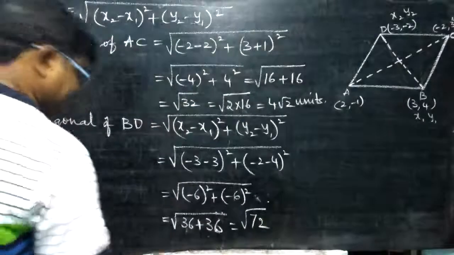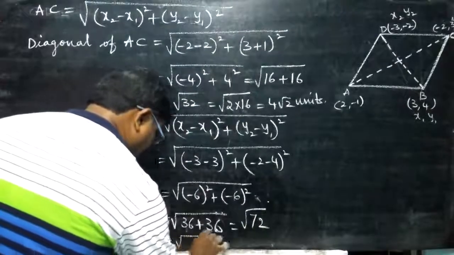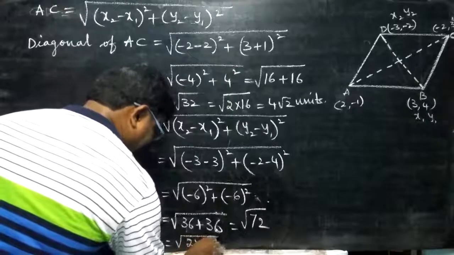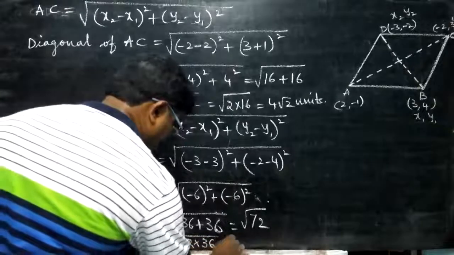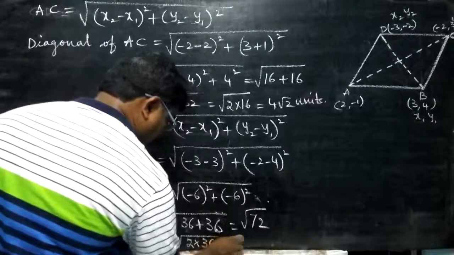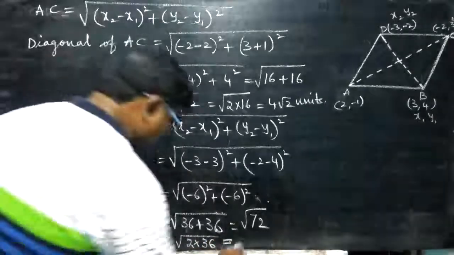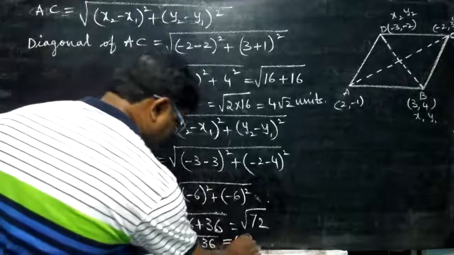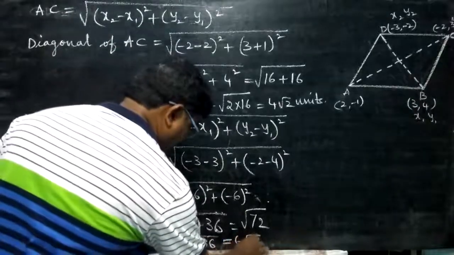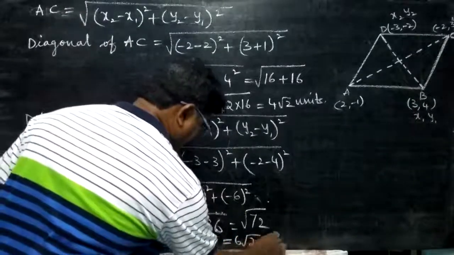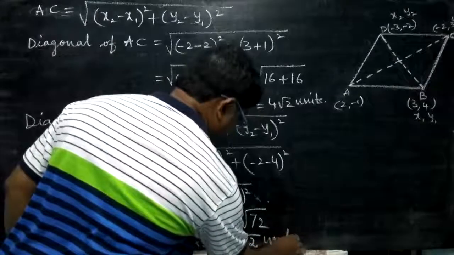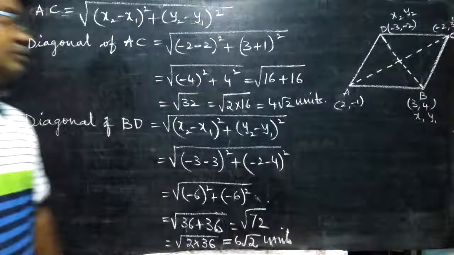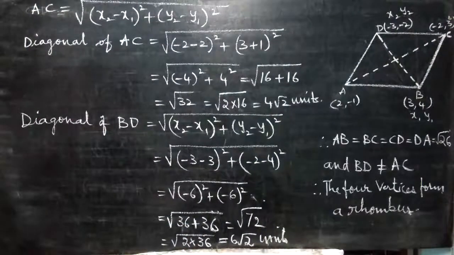We can write as root 2 into 36. 36 has a square root. So 6 root 2. How much? 6 root 2. 6 6s are 36 and root 2 is inside only. Units. AC we got as 4 root 2 and BD we got as 6 root 2. Now come to the conclusion.